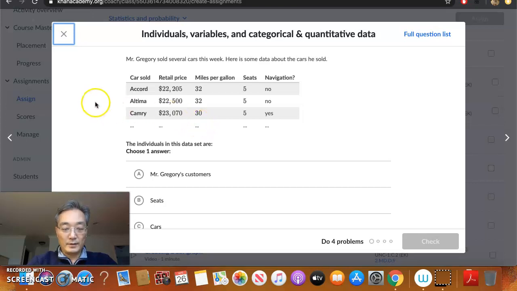Hi everyone. So today we're going to look at our first lesson in statistics that deals with individuals, variables, and categorical and quantitative data. All right? So before we actually start the problem, let me just define what they mean.